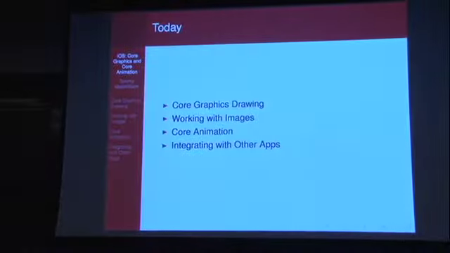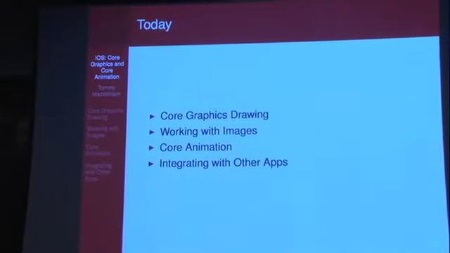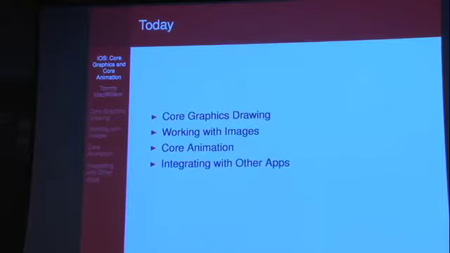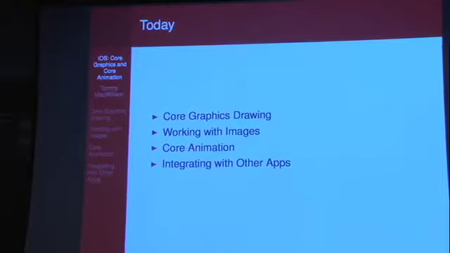We'll first cover what Core Graphics is, and how we can draw simple images, gradients, and shadows. Then we'll take a look at working with images via various Objective-C classes, and how to animate things on the screen, both implicitly and explicitly. And finally, as a little bit of a tangent, how you can integrate your app with other apps on the device, where other apps can call your app or your app can integrate with other apps.